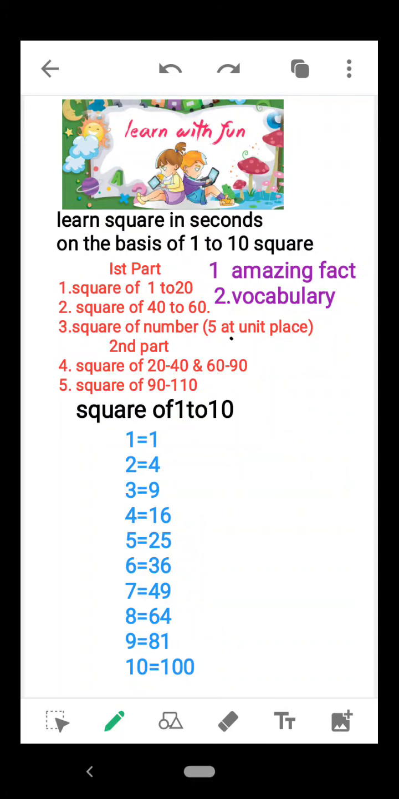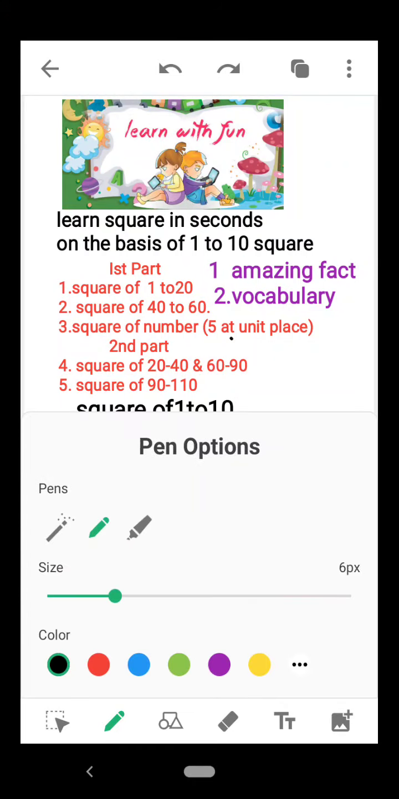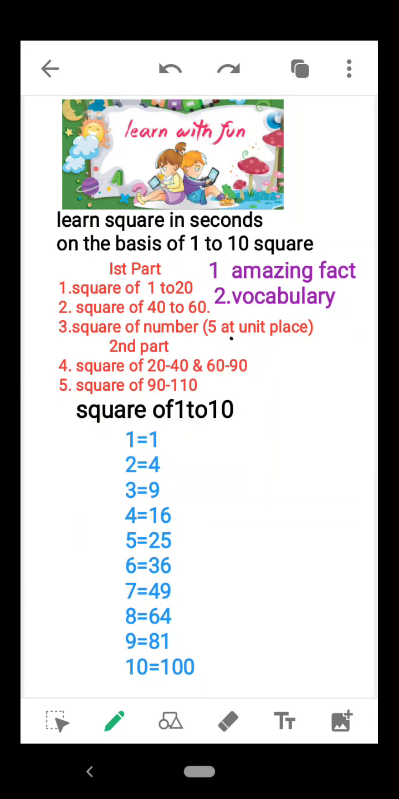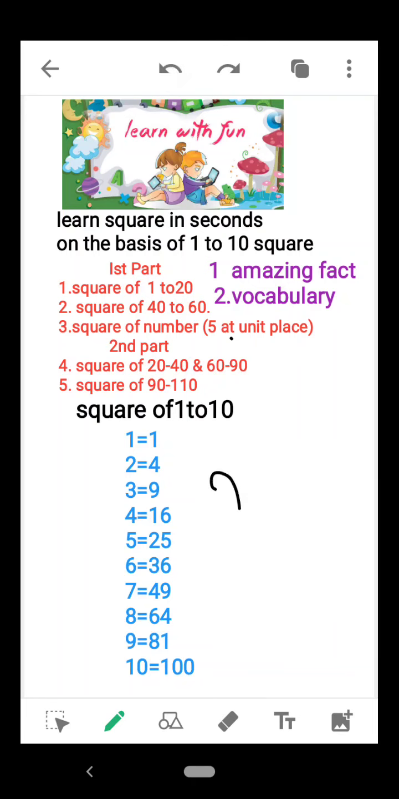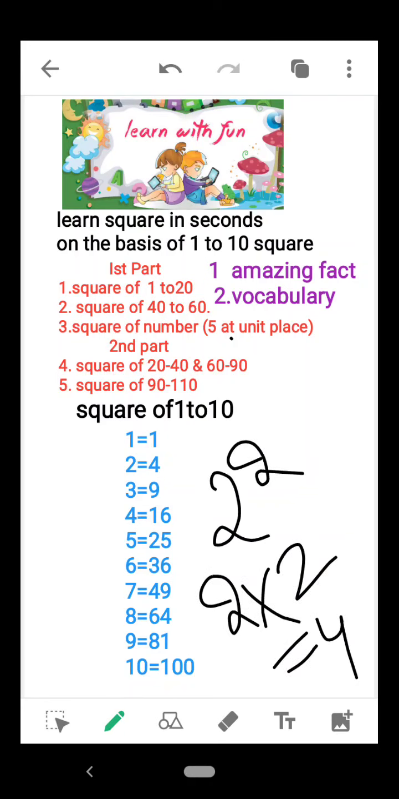What is the meaning of square? When you multiply the same number, like 1 into 1, that is 1. So how can you write the square? 1 power 2 is equal to 1. So square of 1 is 1. Next one is square of 2, which means you have to multiply 2 into 2, that is 4. So squaring of 2 is 4.